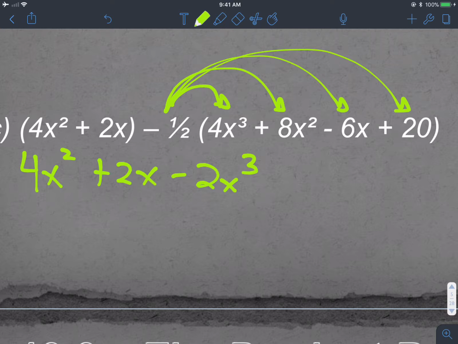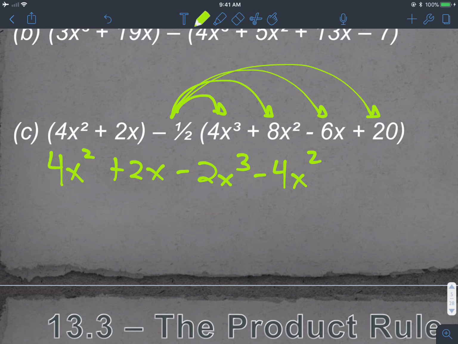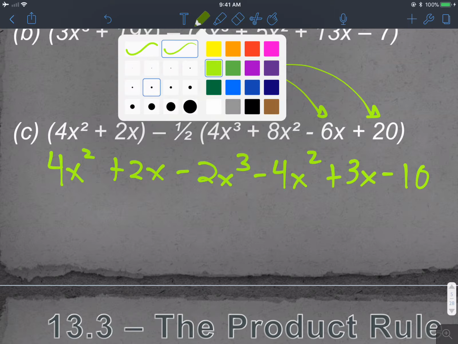And then negative 1/2 times 8. So 8 divided by 2. All right, remember, don't change any of the exponents. Negative 1/2 times negative 6. So now it's negative times a negative, positive 3. And then 20 over 2 is 10. All right, so now that's even a harder one that we can do now.